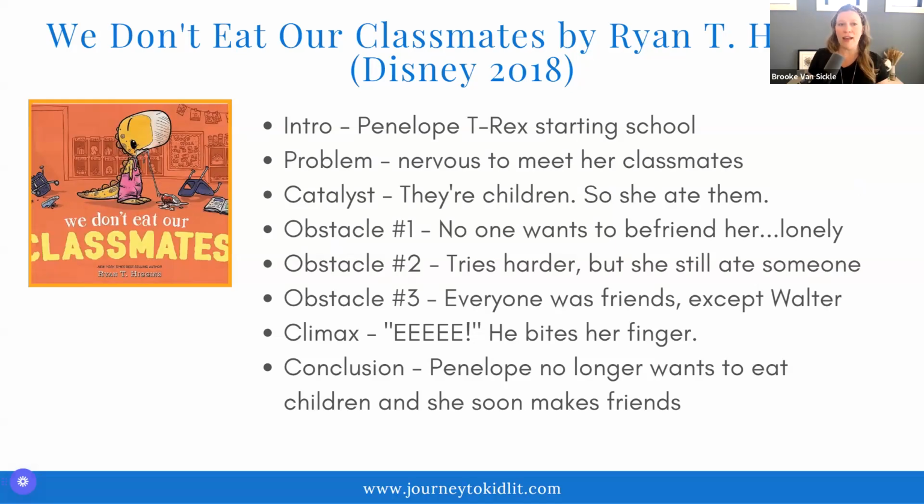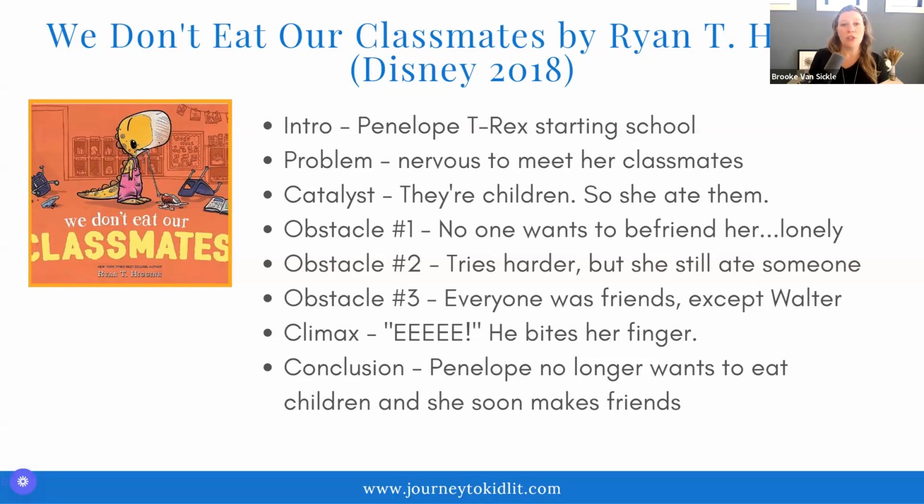The next example we have is We Don't Eat Our Classmates by Ryan T. Higgins. This is from Disney, 2018. Ryan T. Higgins also has a different story called Mother Bruce, which is a really great example of a midpoint plot. But here is the plot outline for We Don't Eat Our Classmates.